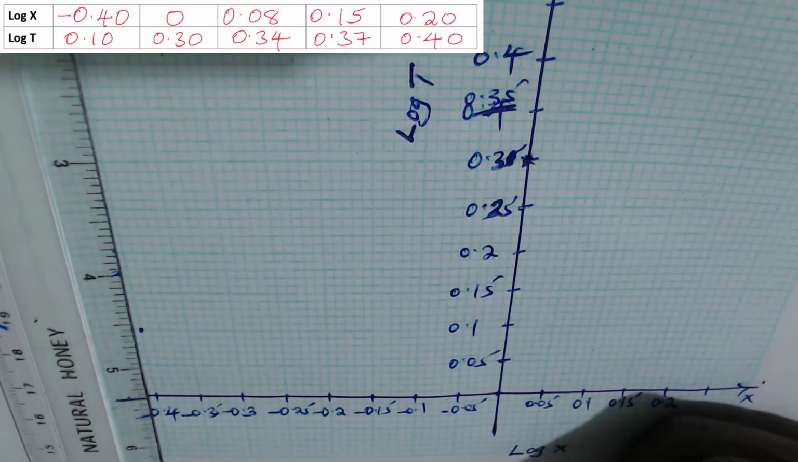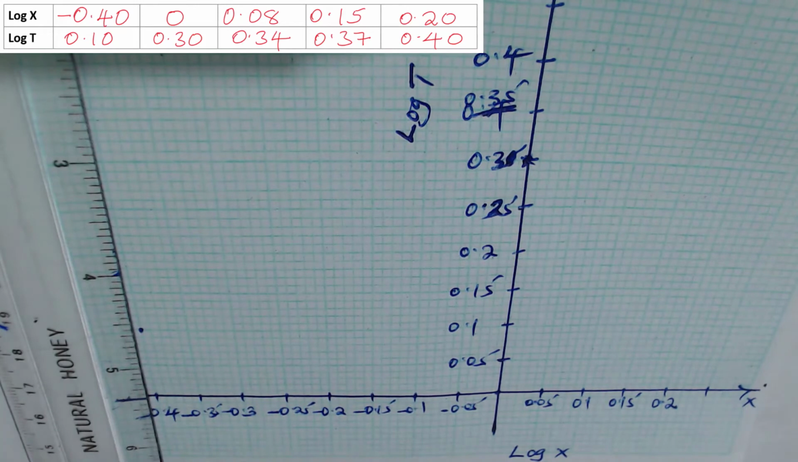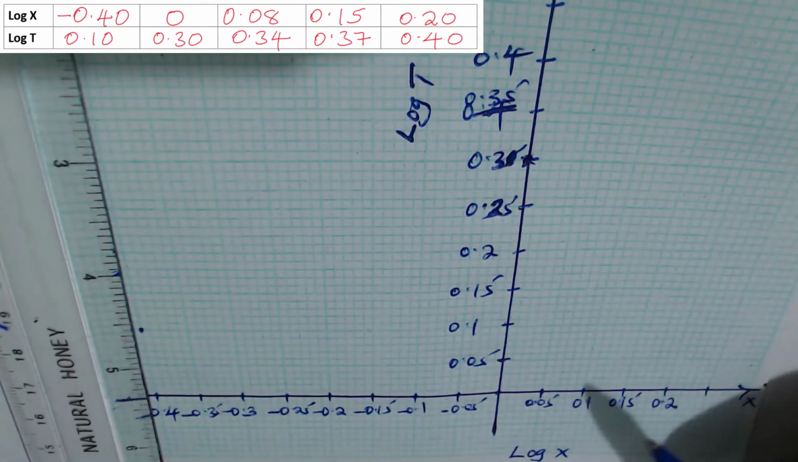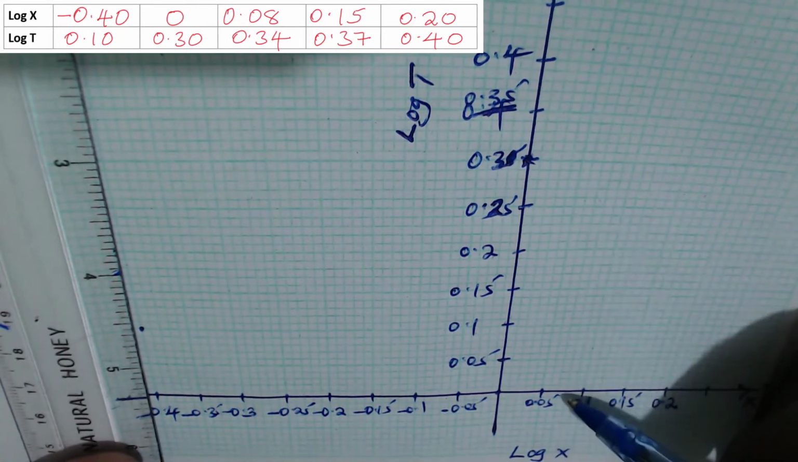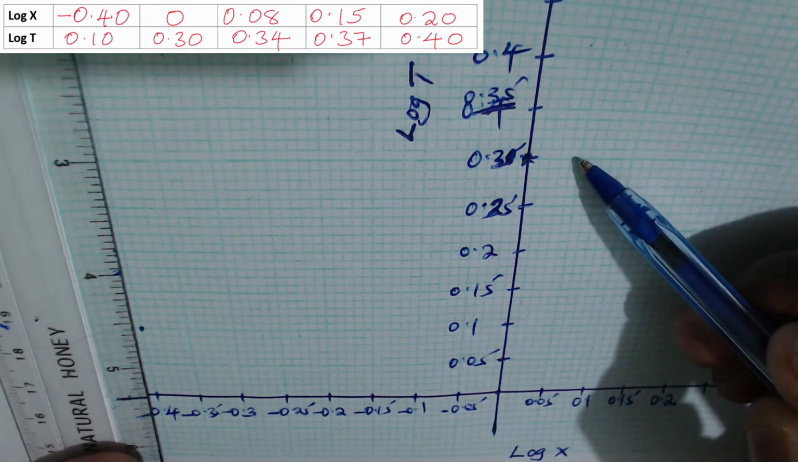And then the next one is 0.08, 0.34. Now one small square will be 0.01, since 1 centimeter represents 0.05, so one small square inside that will represent 0.01. So 0.08 will therefore be here. 0.08, 0.34. Then 0.3 is here.